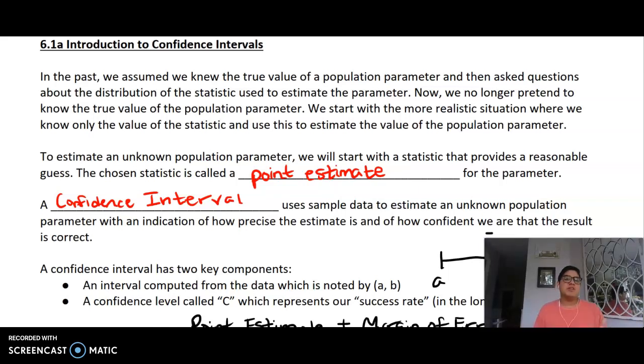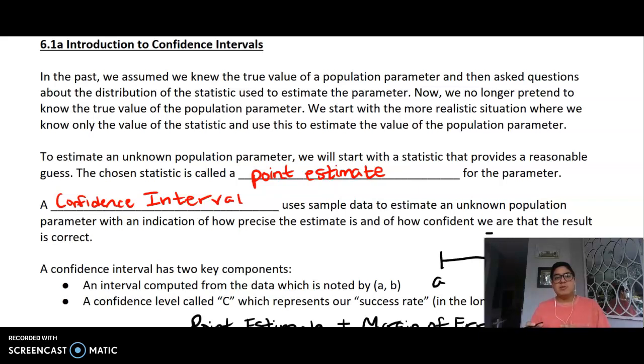Well, now we no longer pretend that we know the truth. Instead, we're starting to look at more realistic situations where we know only the value of the one statistic, and then we try to estimate the parameter based on that value. In order to estimate an unknown parameter, we're going to use a statistic that provides a reasonable guess. We're going to call this chosen statistic a point estimate for the parameter. So that could be p hat estimating p, x bar estimating mu, or s estimating sigma.